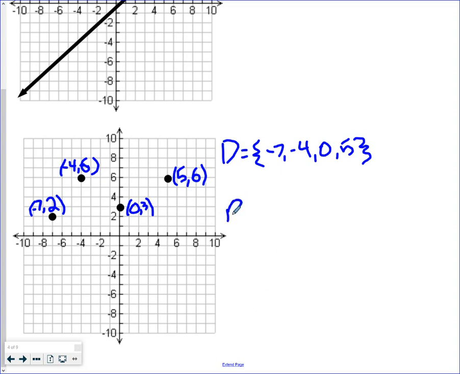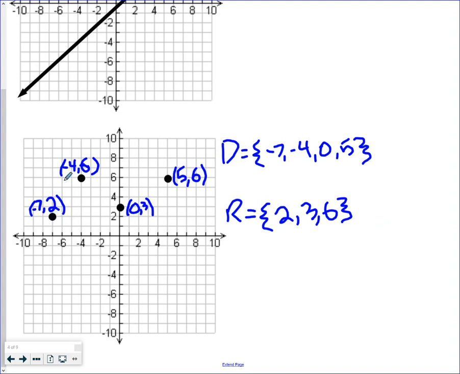The range would be the same, except I'm going to write down all the y values that I have. So I have 2, 6, 3, and 6. So I'm going to write down 2, 3, and 6. I don't have to write down 6 twice. You don't have to write down the numbers twice if you don't want to. If you do, again, it's unconventional, but you can if you'd like. And notice here I put them in order. You don't have to put them in order. It's just a nice thing to do because numbers in order are easier to work with.